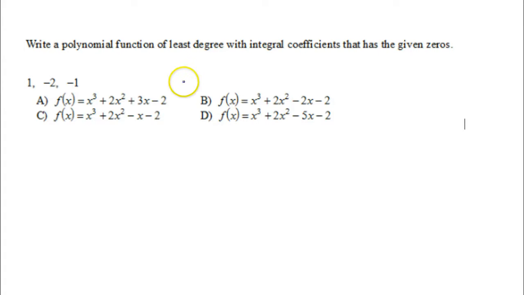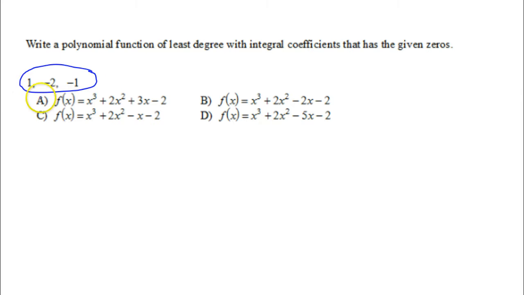In this video, we will write a polynomial function of least degree with integral coefficients that has the given zeros. Now, for our purposes, there are a lot of extra words in that sentence that we can basically ignore. The important part is we need to write a polynomial function that has these zeros. The part about least degree and integral coefficients, technically, if we didn't say that, there are infinitely many solutions that could satisfy and have these zeros.